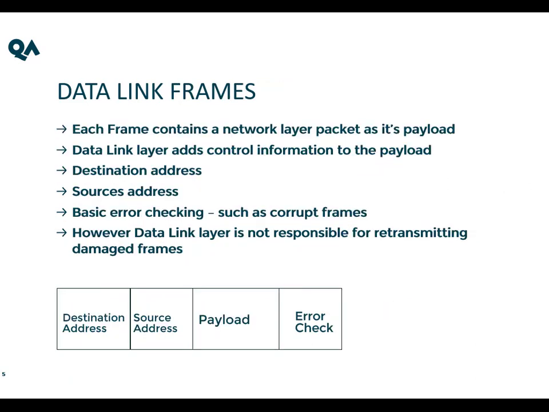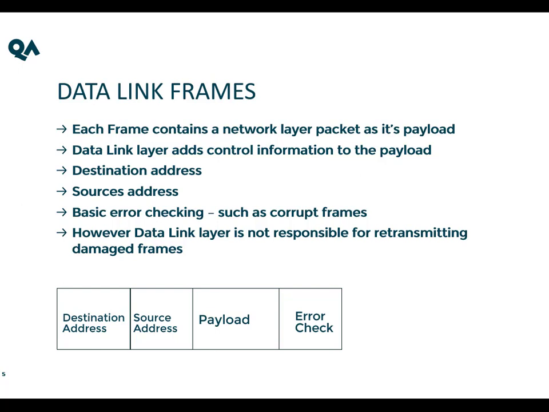So moving this forward. The data link frames. What we're defining here at the layer 2 level is these frames, and the frames are really the things that are being passed backwards and forwards between the devices to allow data to be sent. Each frame contains a network layer packet, and that's called the payload, so that's the actual data.